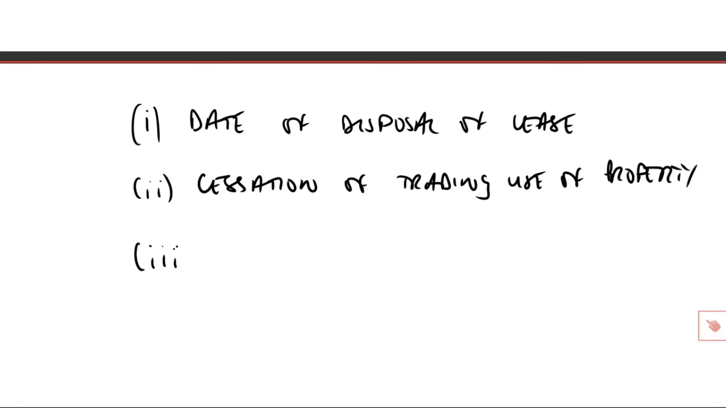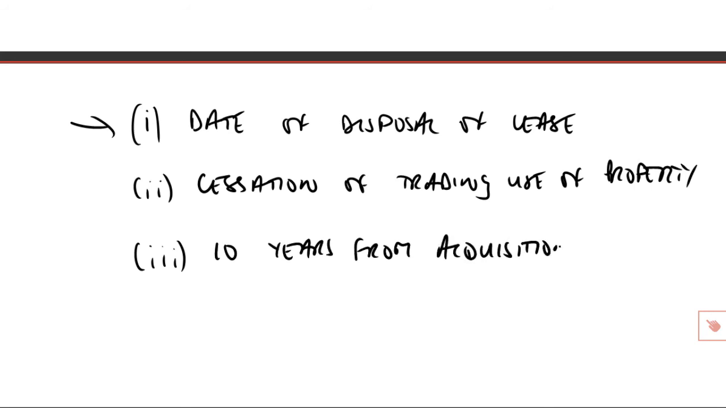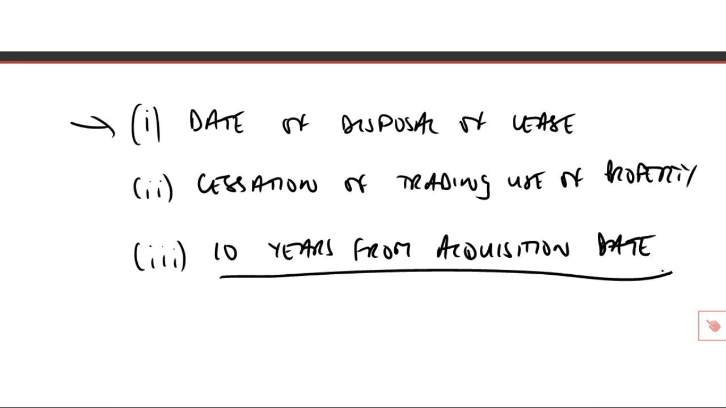Or thirdly, and second to the date of disposal of the lease, the most likely one is 10 years from the acquisition date. If nothing else has happened, 10 years from the acquisition date, the deferred gain will then crystallise. But hey, if you have a choice between being taxed on a gain now or in 10 years' time, as a company, I think we'd probably take that choice and be taxed at that later point in time.